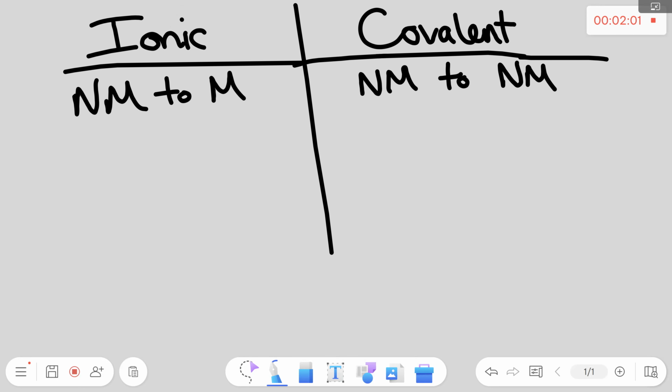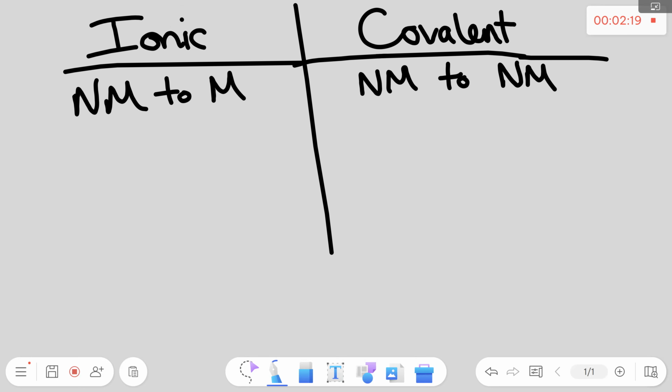So, ionic, non-metals to metals, covalent, non-metals to non-metals. So when we look at Lewis structures for ionic compounds, the very first thing we do is we draw our central atom and how many electrons it's bringing to the party.